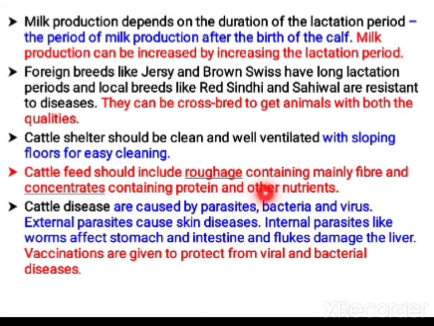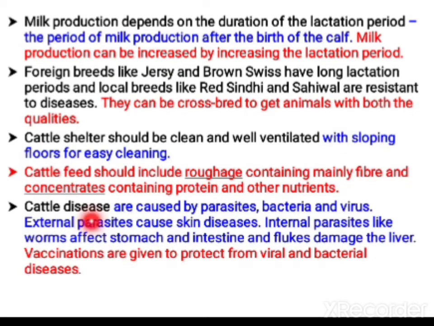And let us see cattle feed, the food for the cattle. There are two types. One is roughage, the other is concentrates. Roughage includes mainly fiber, and concentrate includes proteins and other nutrients. So like us, animals also need various nutrients. It is provided by means of concentrates. So when we don't give proper concentrate, then the yield, milk or meat, whatever you get from the animal, may be reduced. So that's why a balanced diet, like what you eat, the same way. So here also the animals need roughage and concentrate both.